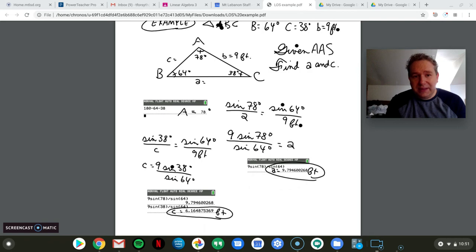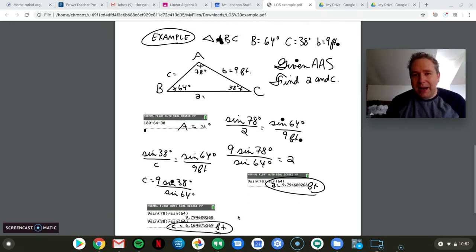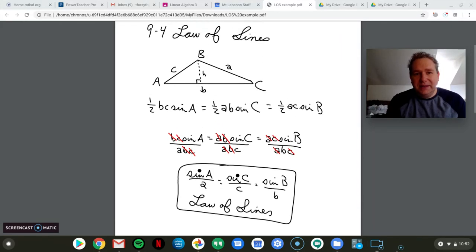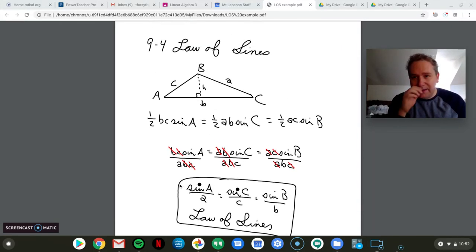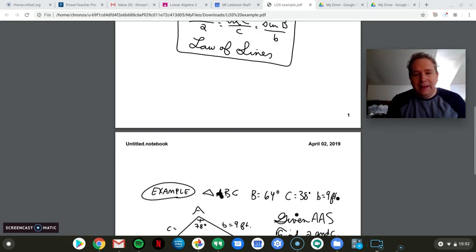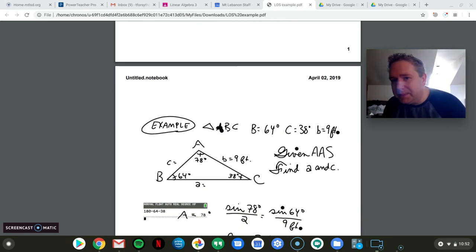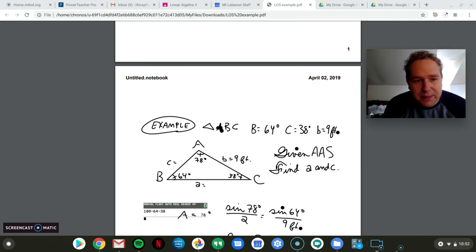And if you want to find little c, you're just going to change it to sine capital C over little c. So sine 38 over c equals sine 64 over 9. I'm using B over b again because that's what was given. Cross multiply, it's 9 sine 38 over sine 64. Little c has to be about 6.2 feet long. So this at the top is the derivation of the law of sines that I asked you to do yesterday. And then down here is an example using the law of sines for today.